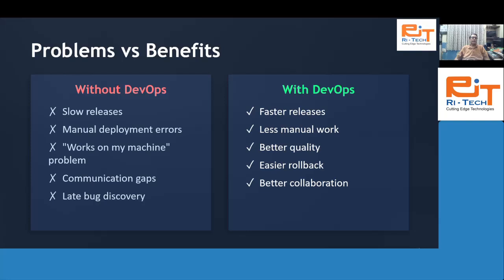So there will always be a communication gap, and there will always be late bug discovery. Late bug discovery causes massive damage, where your application is live, recording live data, doing live transactions. And if a bug is discovered at a late stage, it's quite challenging to roll back that particular build and then deploy the older one.